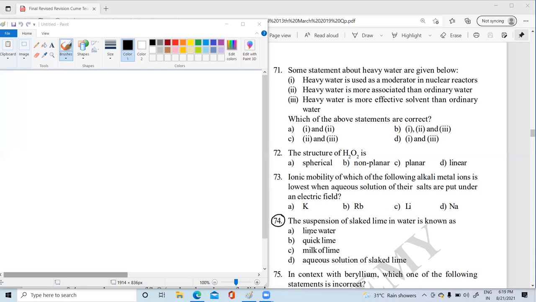Next question number 74. The suspension of slaked lime in water is known as, it is nothing but milk of lime. That question only, students, from inorganic chemistry. This is that question. Next.